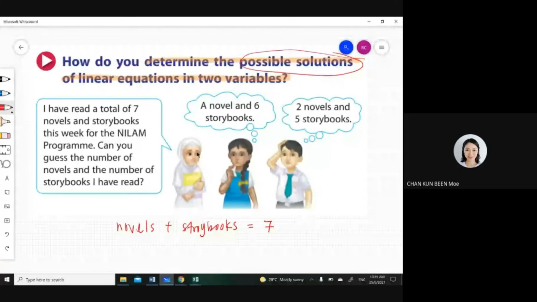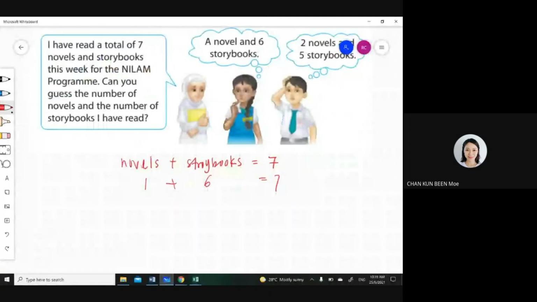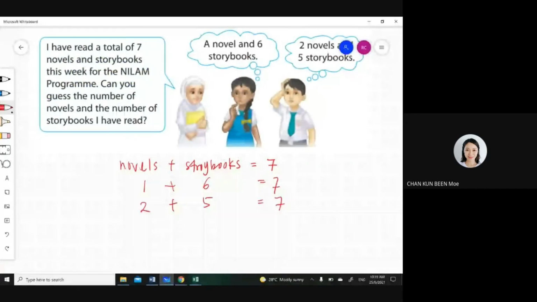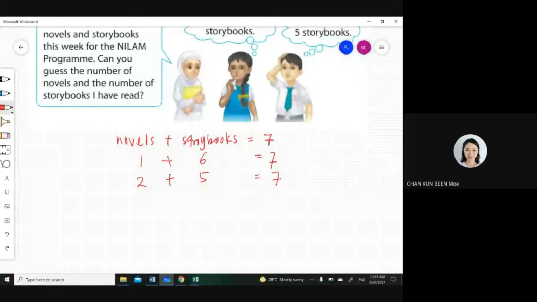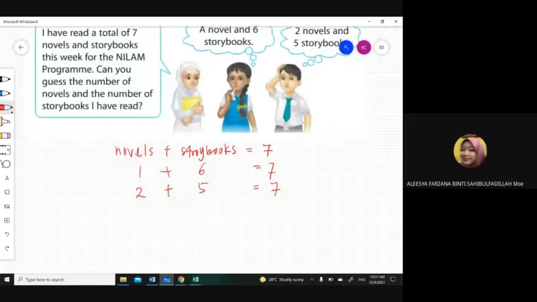So they were thinking these two, the boy and the girl over here, they were thinking 1 novel and 6 storybooks. Okay, it can be a combination of 1 novel and 6 storybooks, so it makes up 7. And then this boy is thinking 2 novels and 5 storybooks. Yes, can. It also makes up 7. Okay, is there any other possible solutions? What do you think? 4 novels and 3 storybooks. Yes, very good.